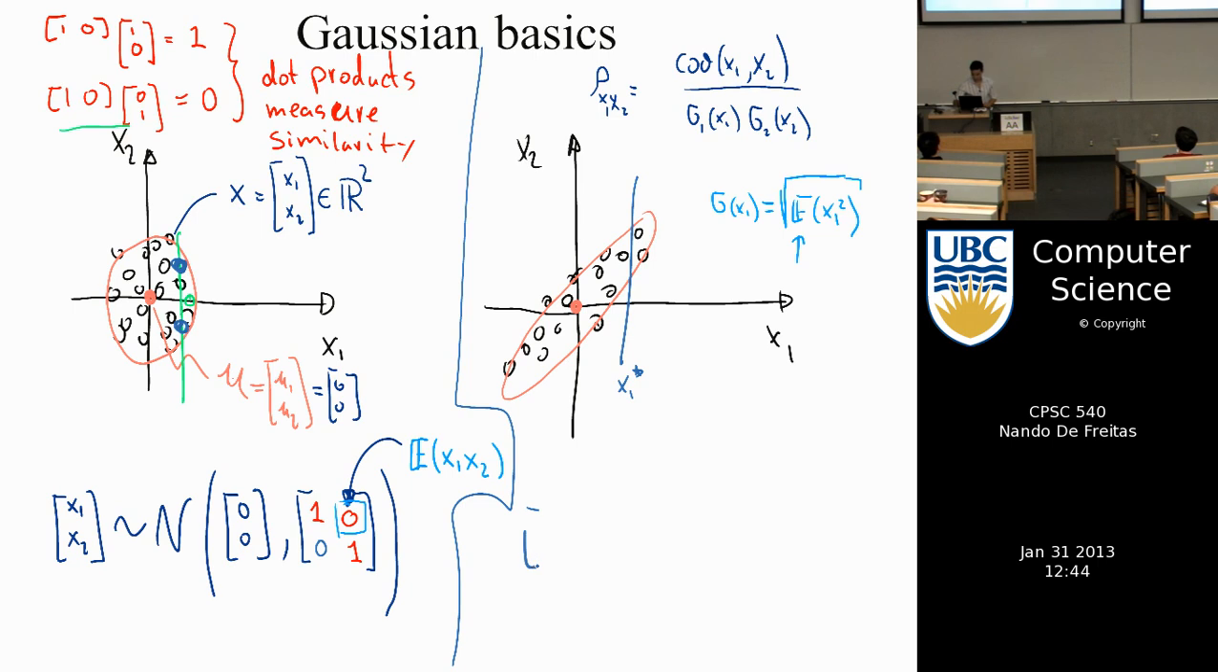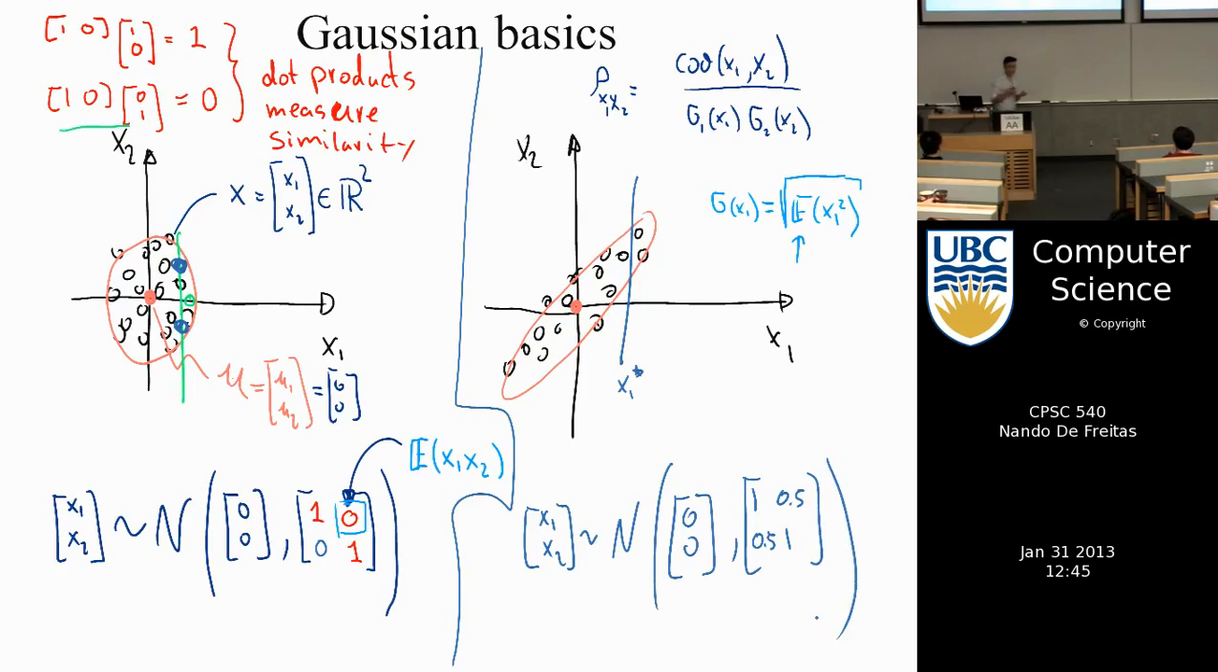If I do my Gaussian for this right-hand side, let's assume that I still have 1, but over here, I'm not going to have 0. I'm going to have some positive number. That positive number basically indicates that if I expect x1 to increase, I should also expect x2 to increase. Whereas on the left, I'm saying that if I expect x1 to increase, I should not necessarily expect x2 to increase. Okay? That clear? Because that's what correlation is with random variables.